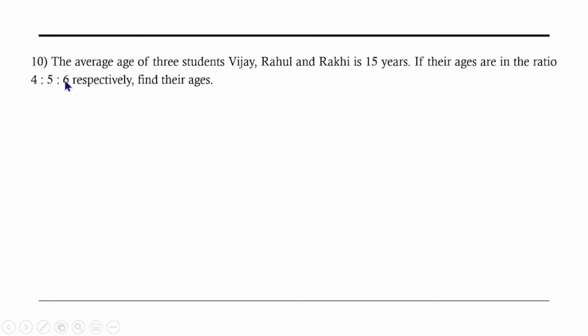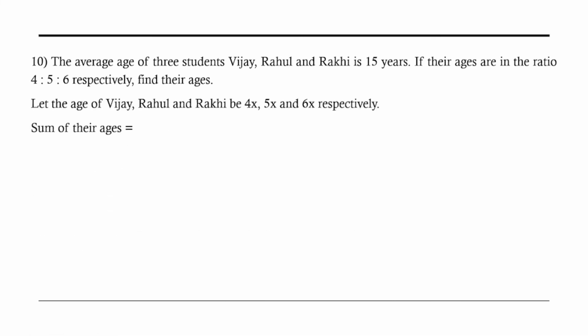The next question: the average age of 3 students Vijay, Rahul and Rakhi is 15 years. If their ages are in the ratio 4 is to 5 is to 6 respectively, find their ages. So let the ages of Vijay, Rahul and Rakhi be 4x, 5x and 6x respectively, since it is given their ages are in the ratio 4 is to 5 is to 6.